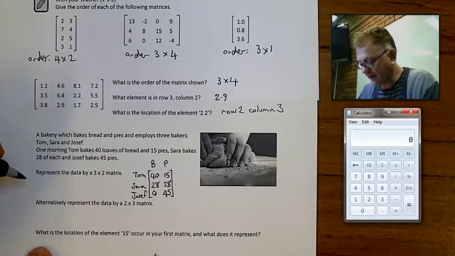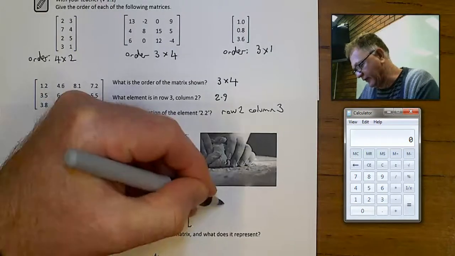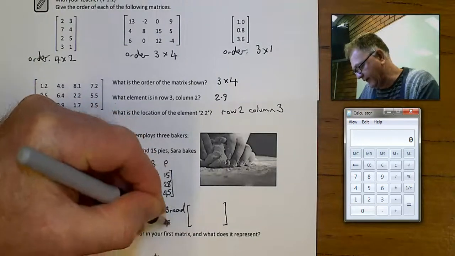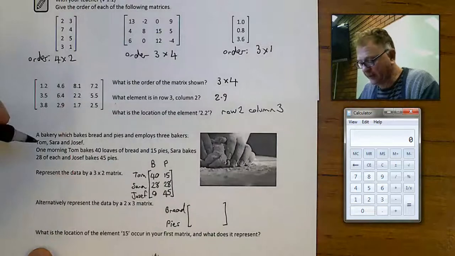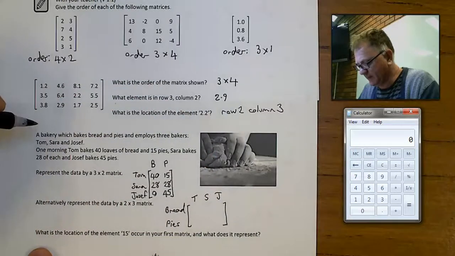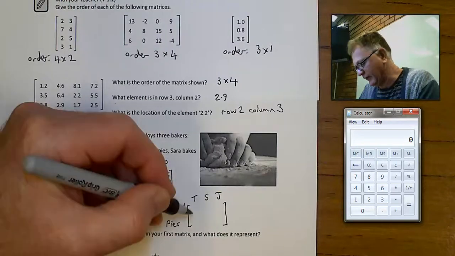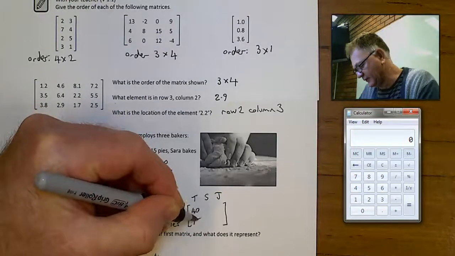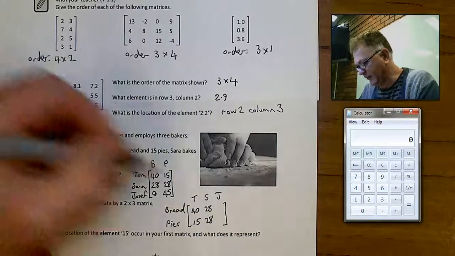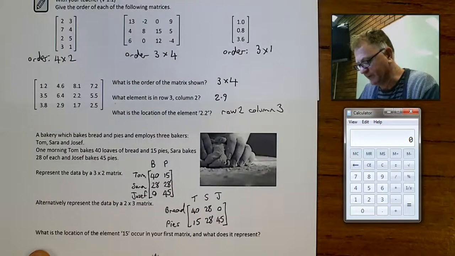Alternatively, we can have the same data on a 2 by 3 matrix. So it's the same information, only this time we're going to have 2 rows and 3 columns. So the 2 rows are this time going to be for bread and pies, and the columns are going to represent the bakers, Tom, Sarah and Joseph. So we've got Tom, he bakes, remember, 40 bread and 15 pies, so this will be Tom's column. Sarah's column, 28 of each. And Joseph bakes no bread, but 45 pies. It's going to end up something like that.